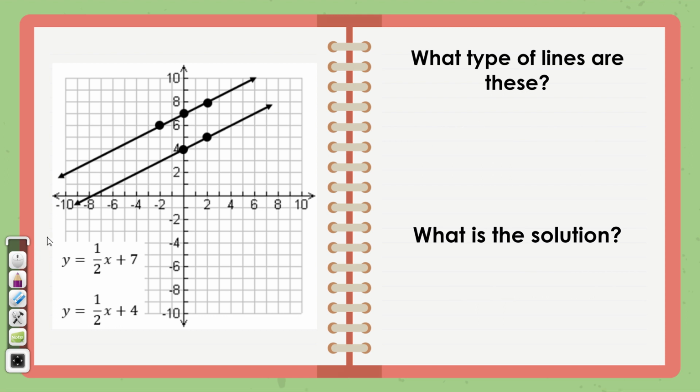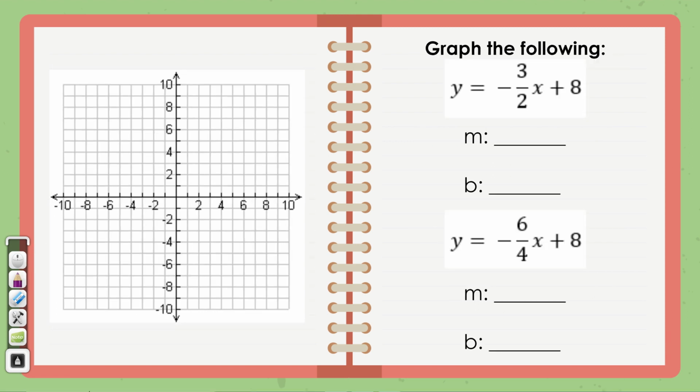All right, one more type of lines we're going to look at. Graph y equals -3/2 x plus 8. So we're going to start with our slope, which is -3/2. Where should I put this negative sign, guys? With which number? Always put it on the top because that tells you to go up or down, okay? And then the +8 is our B.